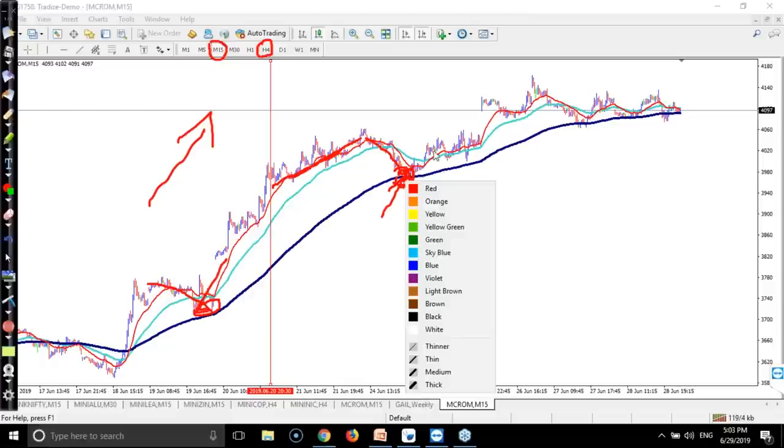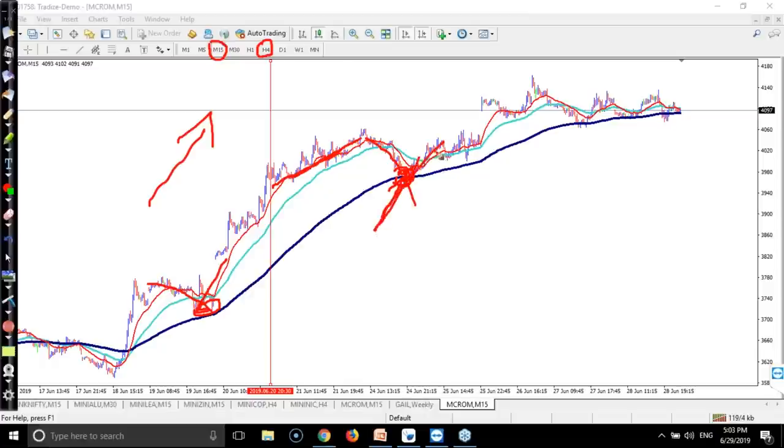Now this is our entry point. Next, you can see here is the entry point. Next, you can see this is our entry point for the buy, not sell. I'm not going to sell because the market is in a large time uptrend. Remember, here is a buy.